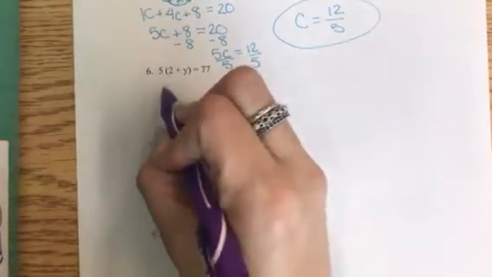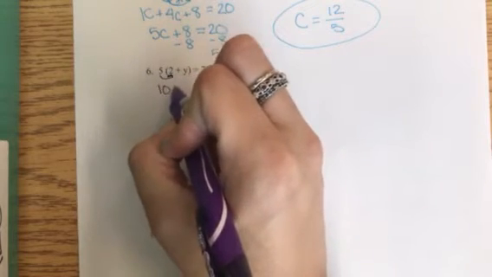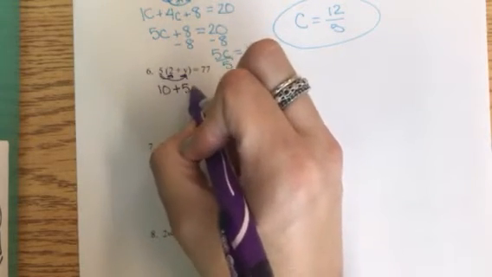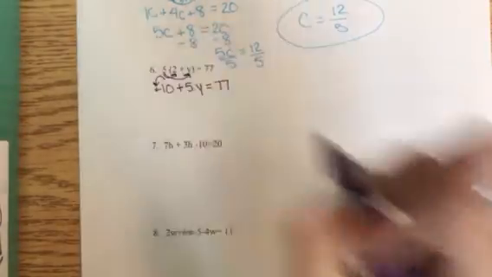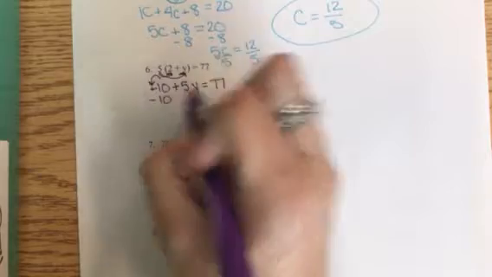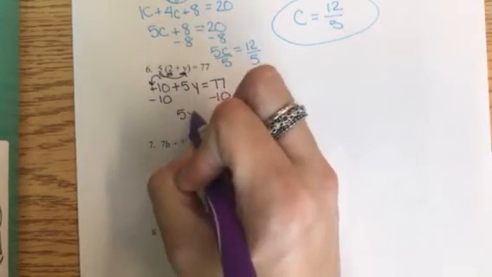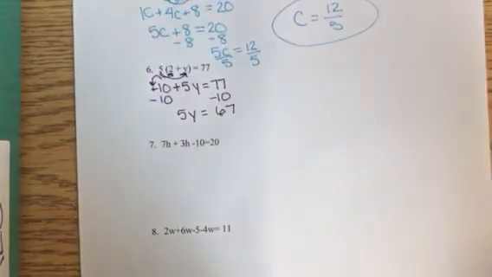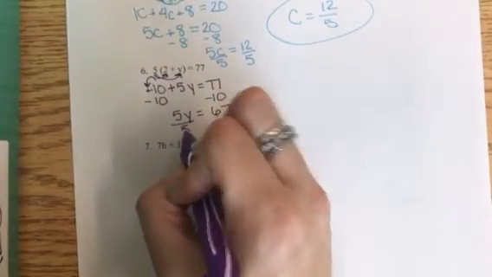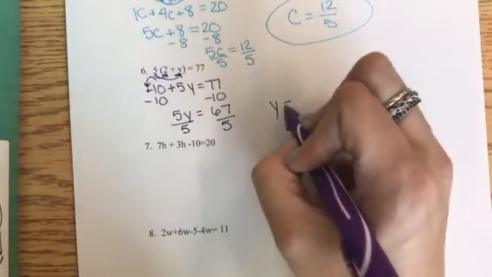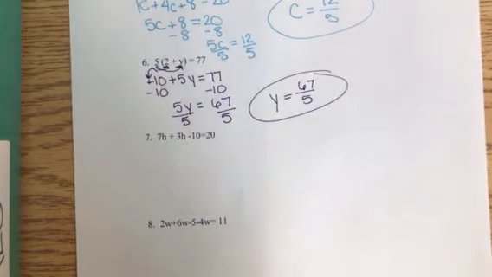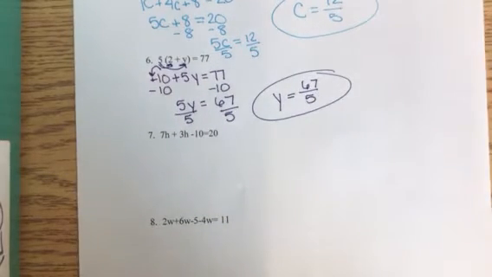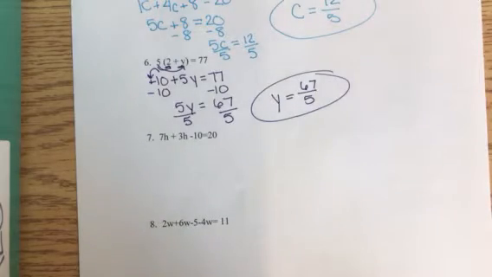Okay, so number 6, again, we're distributing. So I have 10 plus 5y equals 77. Nothing to combine, so we go straight to solving here. We're going to undo our addition and subtraction first. So positive 10 is undone with a negative 10. And then we will undo our multiplication with division. Still a weird number, but it's fine. So we'll get 67 over 5. If you did that in your calculator, you might have 13.4, or you might have 13 2/5.